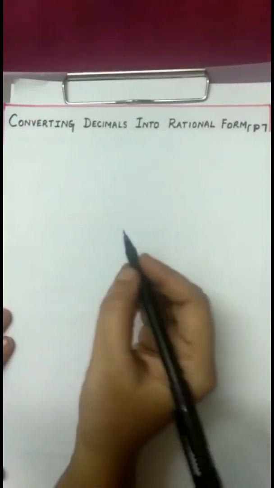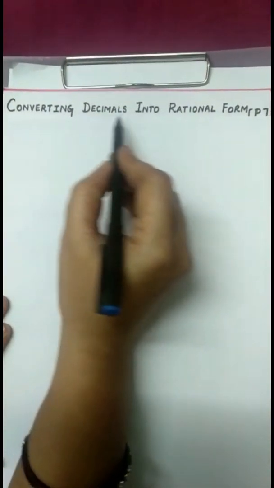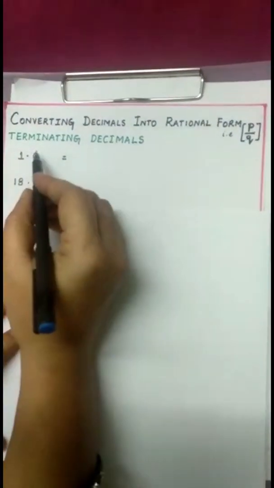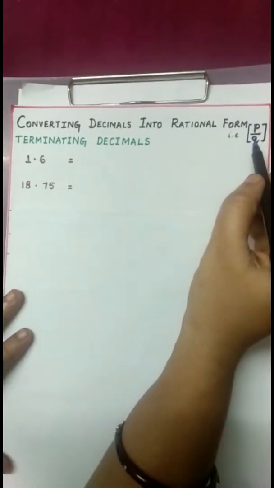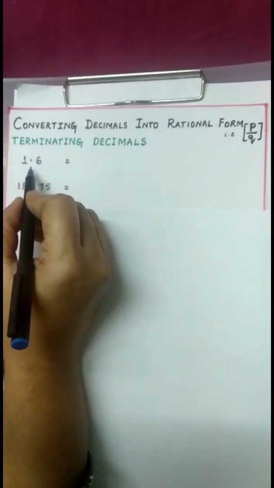In the previous class we learned how to convert rational numbers into decimal form. Now we learn about converting decimals into rational form with some examples. First, let us convert terminating decimals in the form of p by q. There is only one way: we have to eliminate the decimal first.